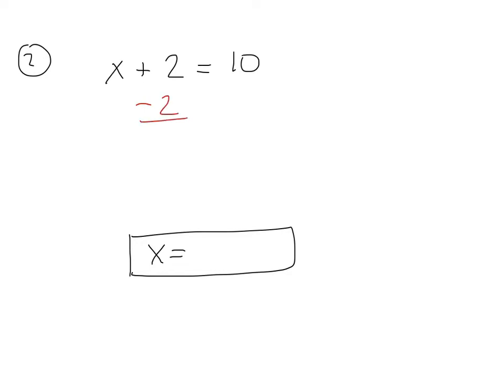The reason is that's now going to give me x plus 2 minus 2 is 0 equals, and if I subtract from this side, I have to subtract the same amount from the other side. 10 minus 2 is 8. And to simplify this a little further, I don't need the plus 0 there, and all of a sudden I get my answer, x equals 8. So you've just used an inverse operation there.